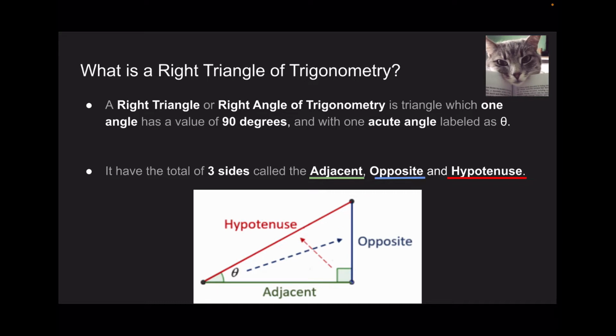The adjacent side is the side that is adjacent to, or nearest to, the angle. The opposite side is the side that is opposite, or across from, the angle. And lastly, the hypotenuse is always the longest side, straight across from the right angle, the 90 degrees.